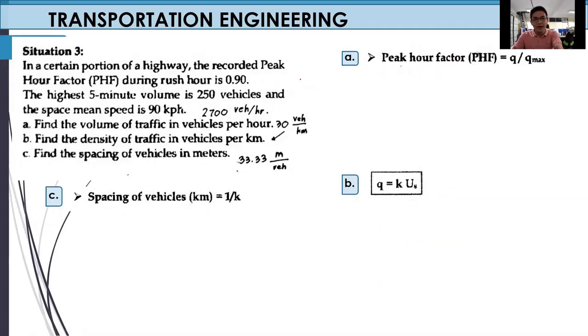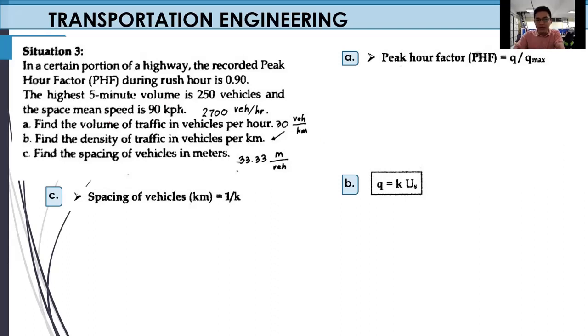Ayan po. So we are on our third problem. So here it is stated that in a certain portion of a highway, the recorded peak hour factor or PHF during rush hour is 0.9. So the highest 5-minute volume is 250 vehicles and the space mean speed is 90 kilometers per hour. So first one, we are tasked to determine the volume of traffic in vehicles per hour. Second is density of traffic in vehicles per kilometer. Then yung last one is spacing of the vehicles in meters.